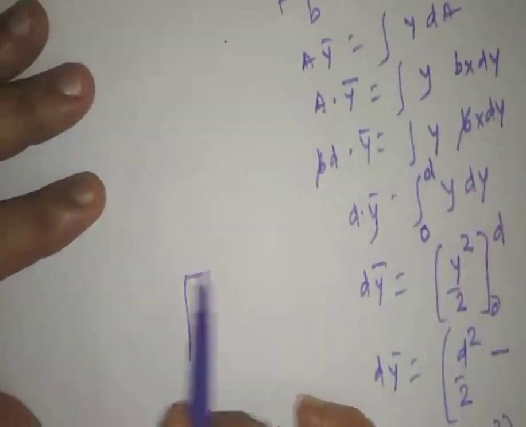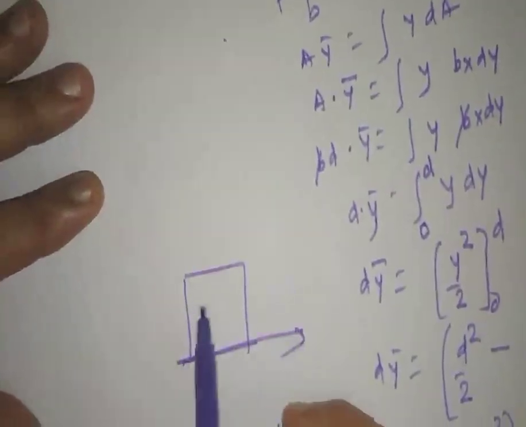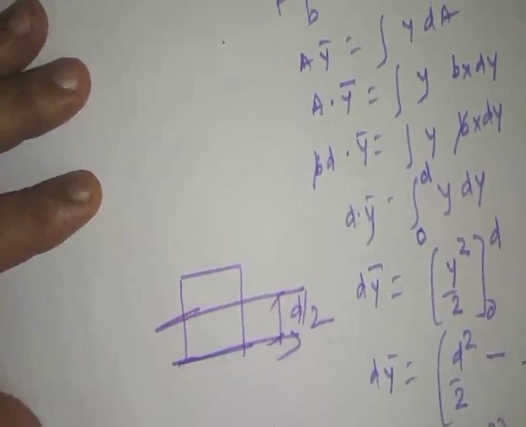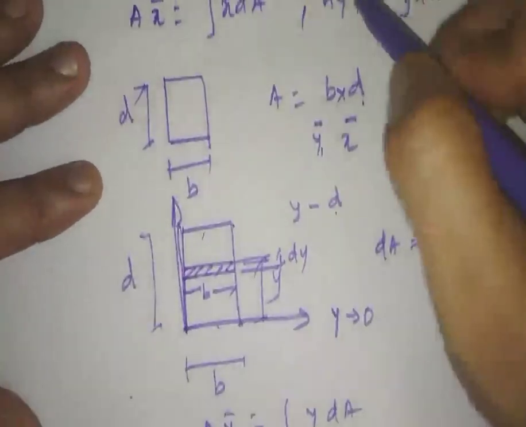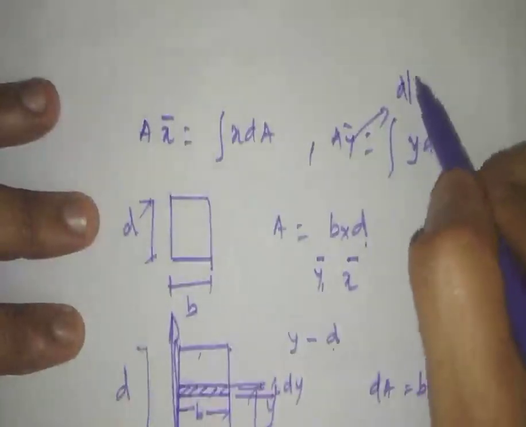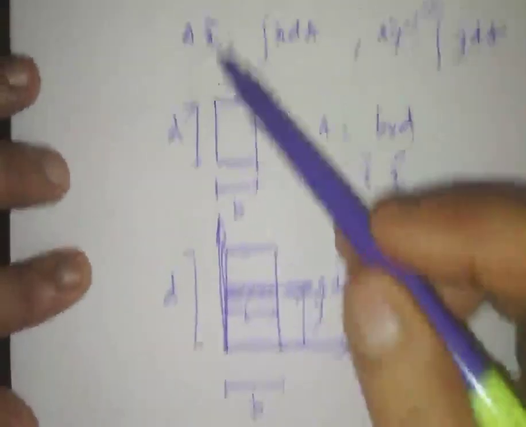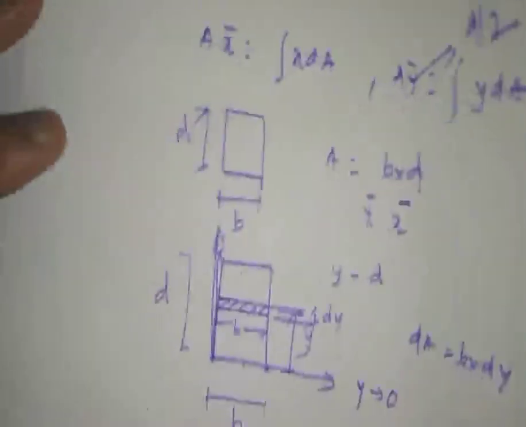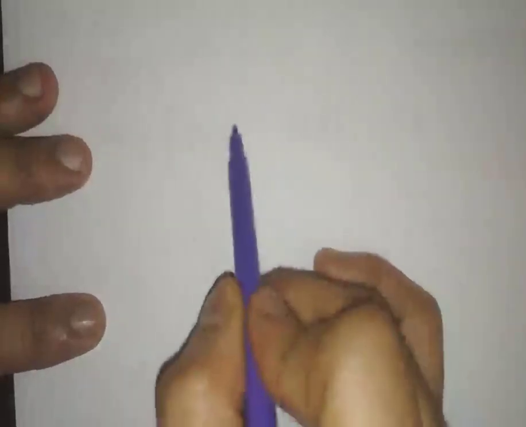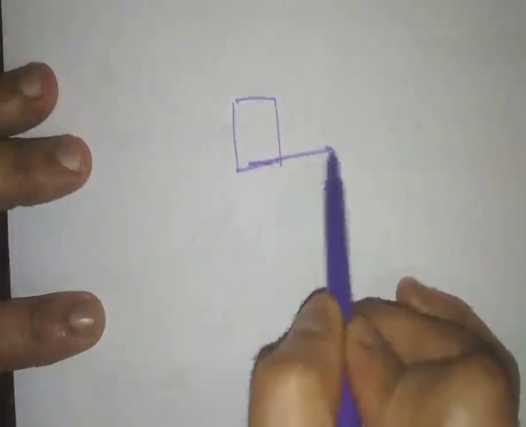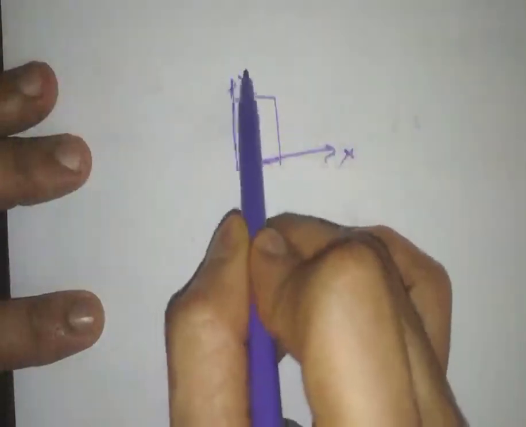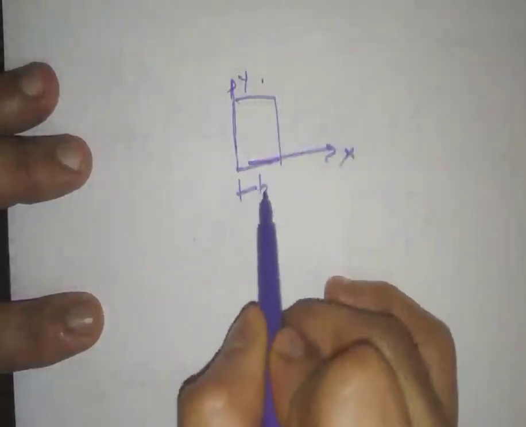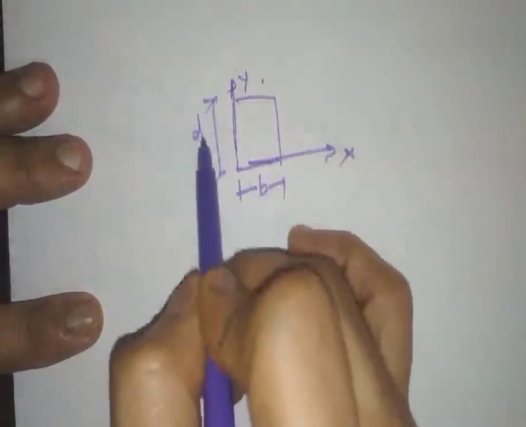With respect to the base, with respect to the origin, the centroid of the rectangular section is placed at a distance of d by 2. We have calculated y bar; y bar for the rectangular section is d by 2. Now similarly we need to find out x bar for the rectangular section. To find x bar, we shall again consider a rectangular section with respect to the base, along the x direction and along the y direction, where the base distance is b and the depth is d.